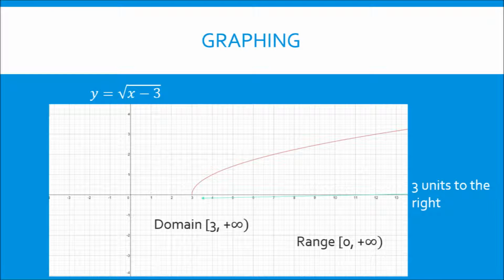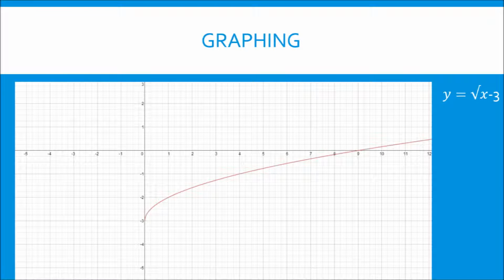The range in this function is 0 to positive infinity. Range is how far down something goes and how far up something goes. So in this case, it goes all the way down to 0, but goes all the way up to positive infinity. The x-intercept is 3, 0, and the x-intercept is where your graph crosses the x-axis.